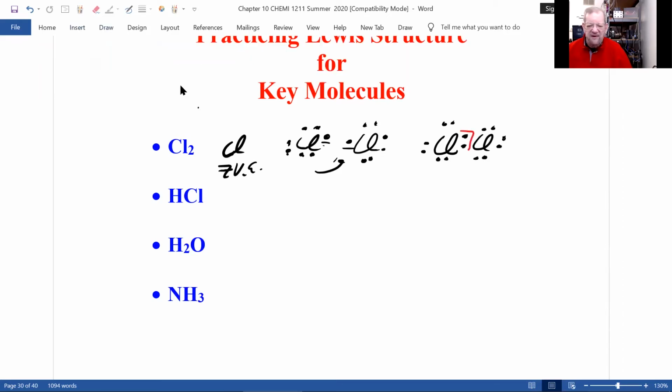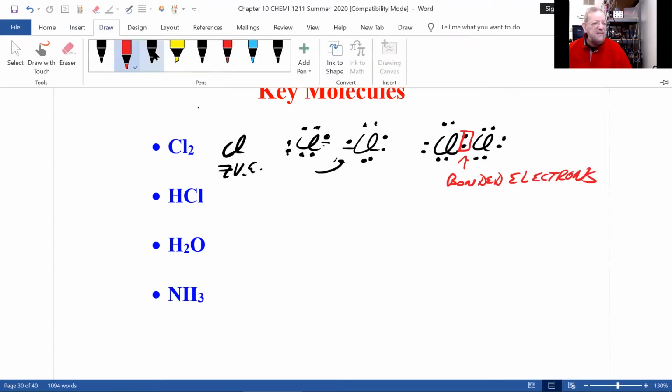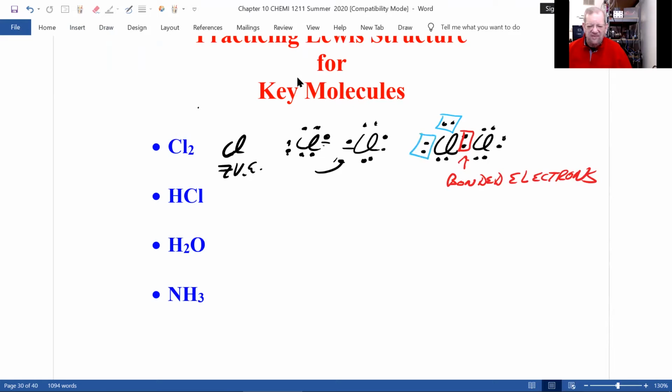Now, if you look at the pair of electrons in the red box, these are the bonded electrons. If you look at all the other pairs of electrons around the 2 chlorines, these are not involved in a chemical bond, and we call those the non-bonding electrons.